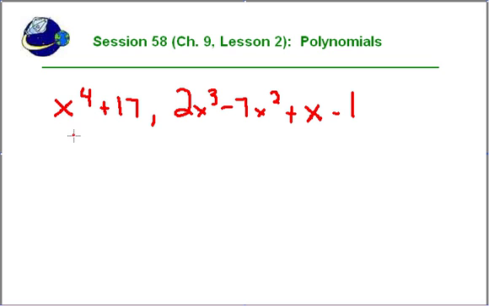A couple more quick examples of polynomials. We have 1/2 y to the fourth. At first sight, this looks simply like a monomial. You have a constant a, your coefficient of 1/2. You have a variable, and then it's raised to some power, in this case 4. So the degree of this monomial is 4.